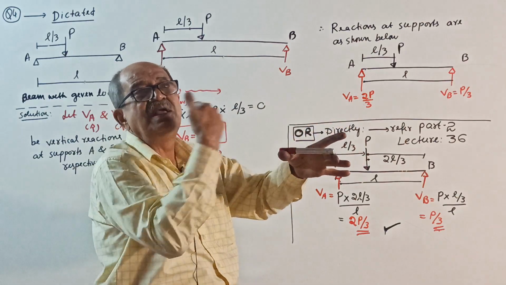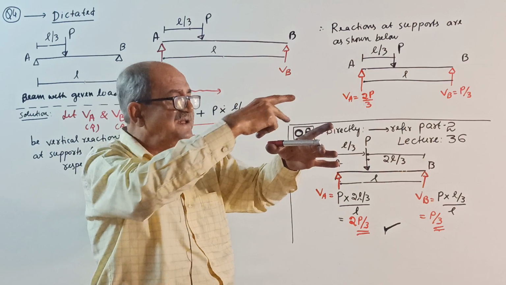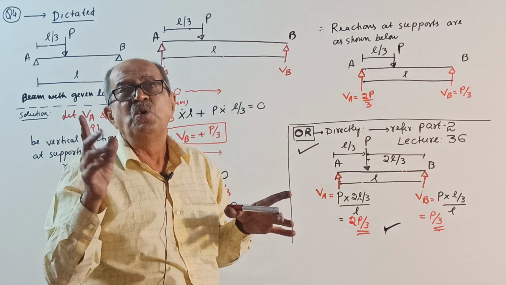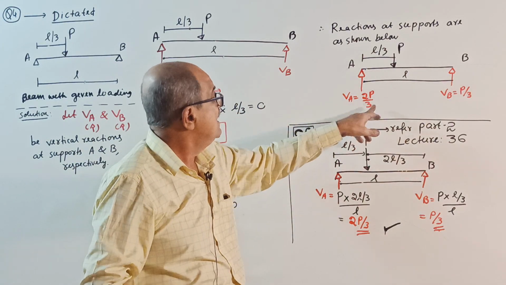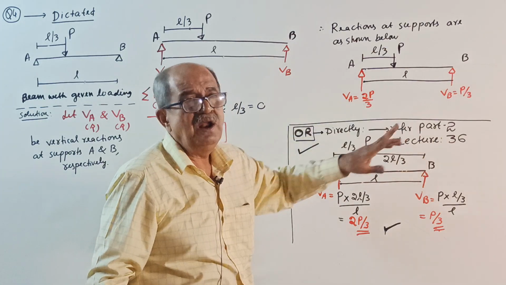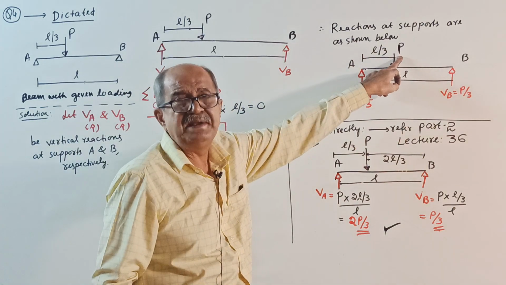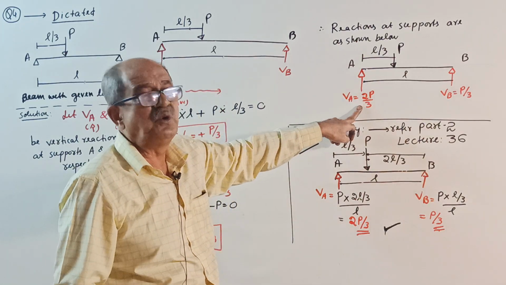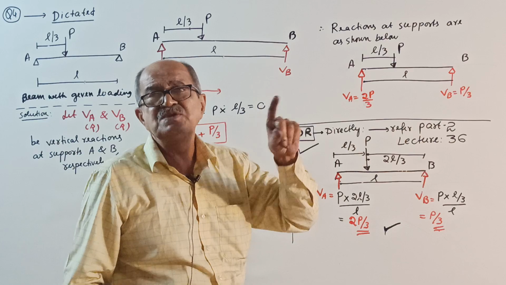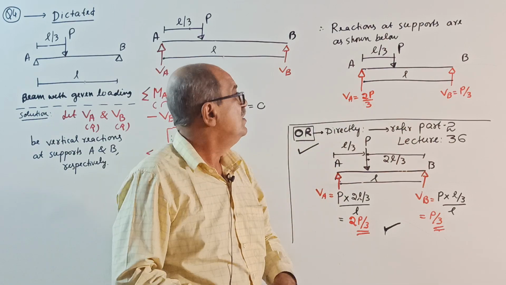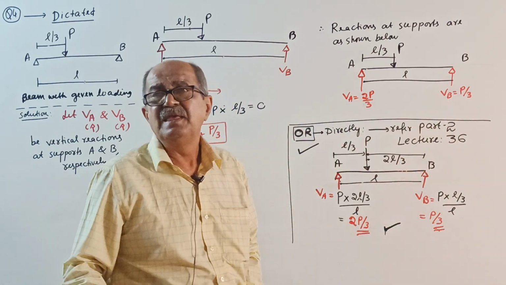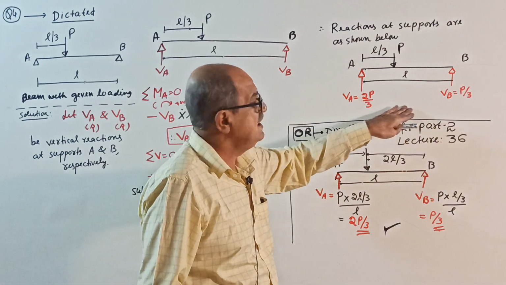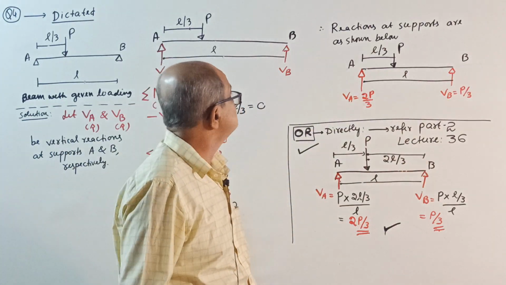Suppose there is an arrangement where two people are supporting a wooden plank. If somebody is sitting very near to you, you will get more load. Here it is 2P by 3 and P by 3. Whatever the load P is, 2/3 of P will be transferred to this support, and 1/3 of P will be transferred to that support. Okay, you can make a note of that. So that extra information, if you want, you can write.